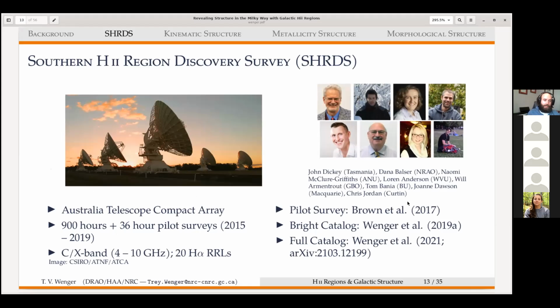Although the collecting area is quite a bit less than what we were able to get with the GBT and Arecibo, we make up for that by the amazingly broad bandwidth that the CABB backend of the Compact Array has. We were able to observe from 4 to 10 gigahertz, 4 gigahertz of instantaneous bandwidth, which allowed us to observe 20 radio recombination lines simultaneously, which we could then stack and improve our signal to noise quite a bit.